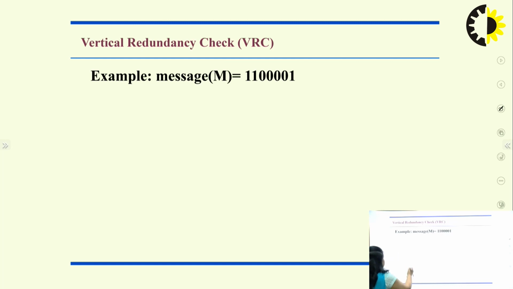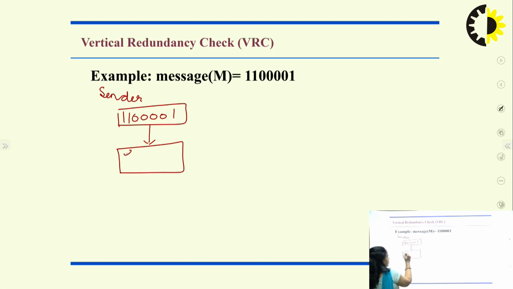In this case, first of all, suppose on the sender side we want to send the data. First of all, it will generate the data word. The data word is already given, 11 4 times 0 1. After that, we have to apply the generator function. So here we have to apply the parity generator. In the case of the parity generator, it will check the even odd parity. So here we will use the even odd parity generator.